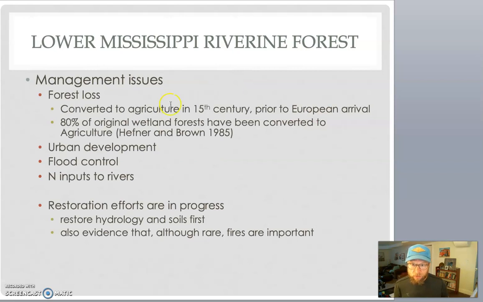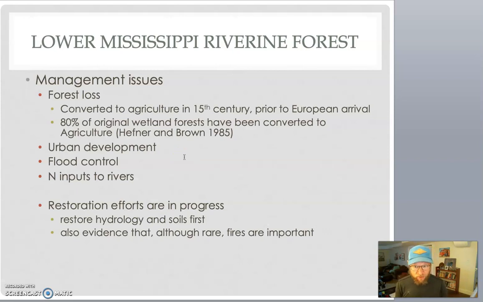Oh, I guess I'm getting ahead of myself. Management of this area: you can see that lots of this area has been converted to agriculture. You can see it goes well back beyond the last 100 years or so. Let's see, 80% of original wetland forests have been converted to agriculture, so huge parts of that have changed.